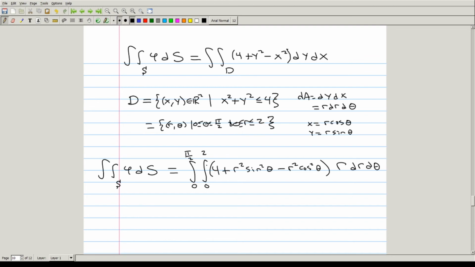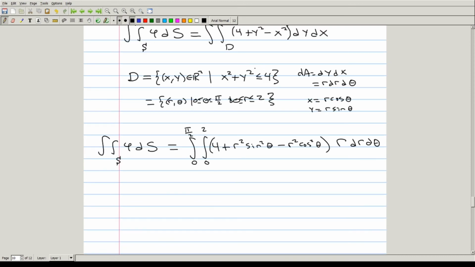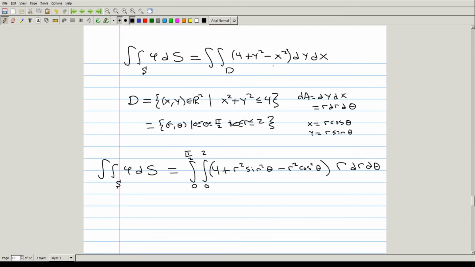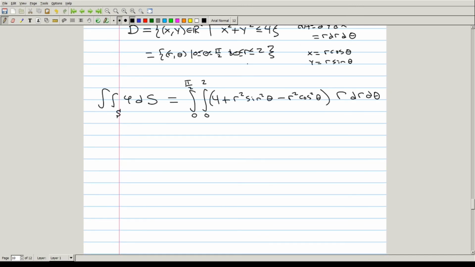And trust me, this function looks a little bit more complicated than this function right here, but it is 100% worth it to do it in polar coordinates rather than Cartesian coordinates. Yeah, trust me on that, because I went through and did it myself in both coordinate systems, and it's definitely a little bit longer because of the non-rectangular domain in Cartesian coordinates.